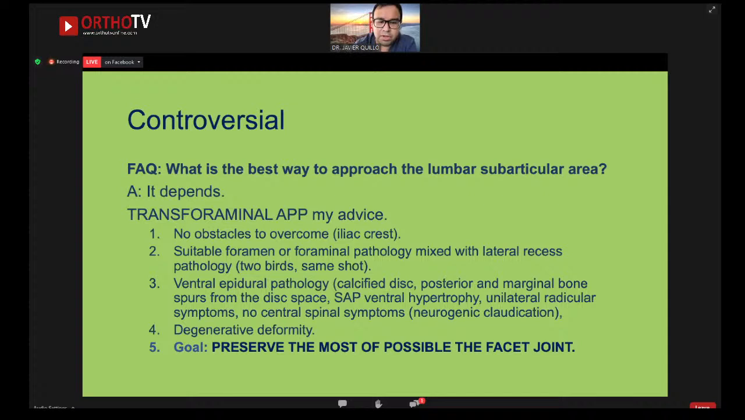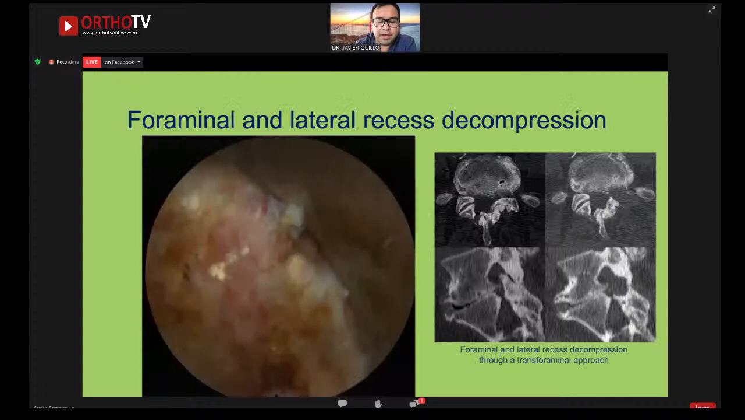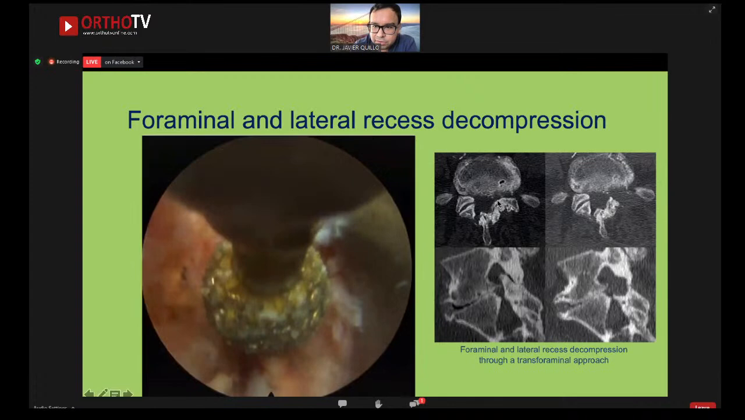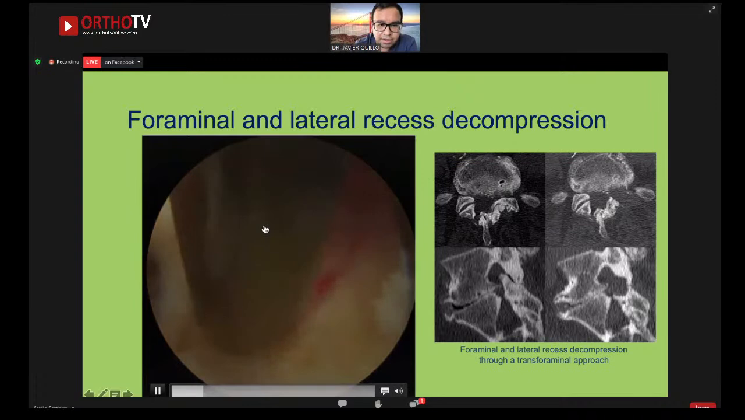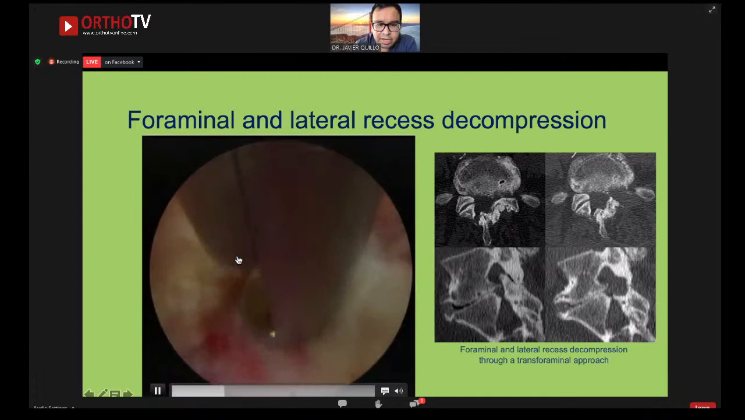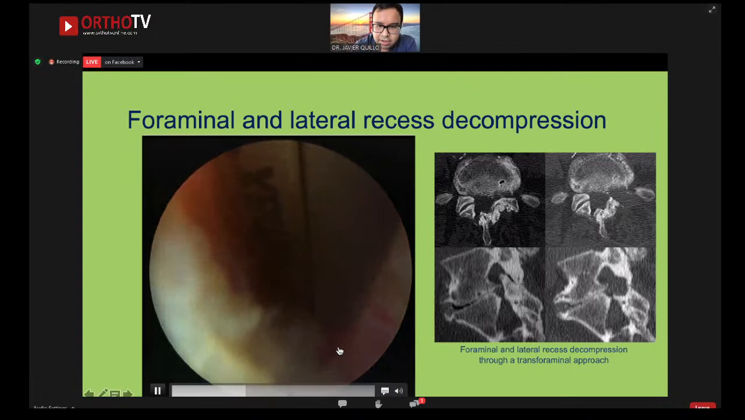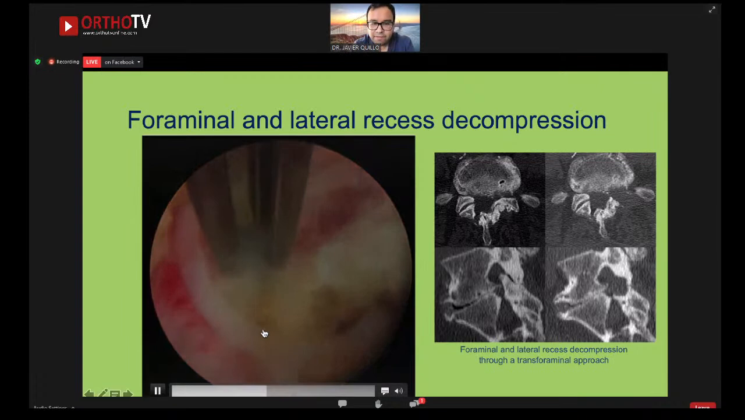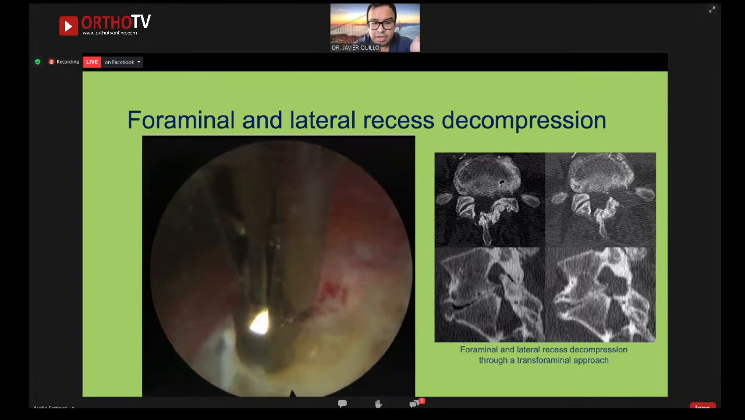Why? Because this approach preserves as much as possible the facet joint. This is an example of a patient with a severe subarticular and foraminal stenosis by degenerative reasons. First, you can observe in the video, we approach the foraminal area, and then we start decompressing the exiting nerve. Here is the exiting nerve. And then, after decompressing the exiting nerve, we have a space in the cambium area, and we can remove the spurs in the ventral epidural space.